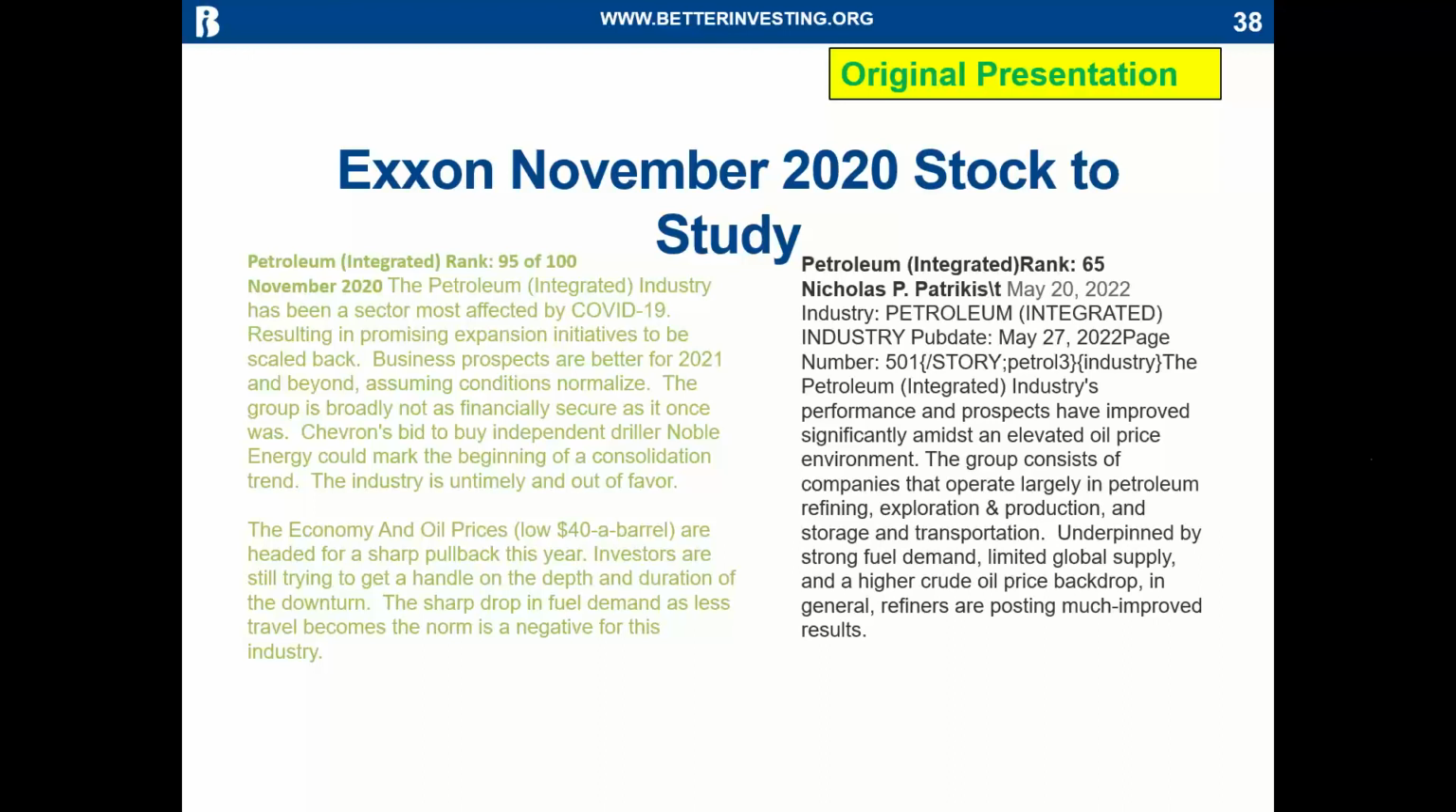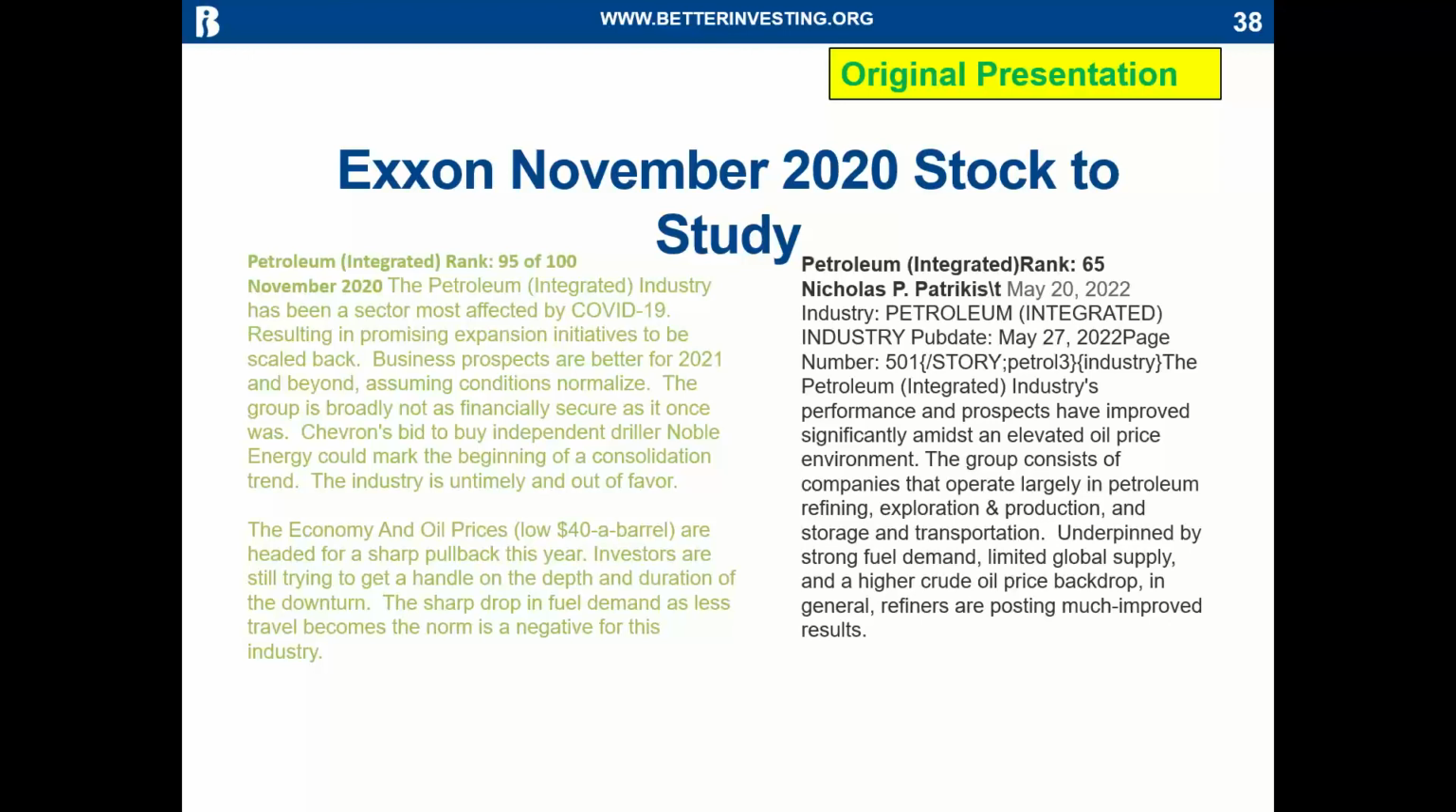So what I did is I looked at the industry studies out of Value Line, which are very good places to start. And as I said, because Exxon represents doing everything within the industry that you can think of, to me, comparing those two industry studies from November 2020 to now really gave me a lot of good information on what's going on with that industry and with the company itself.